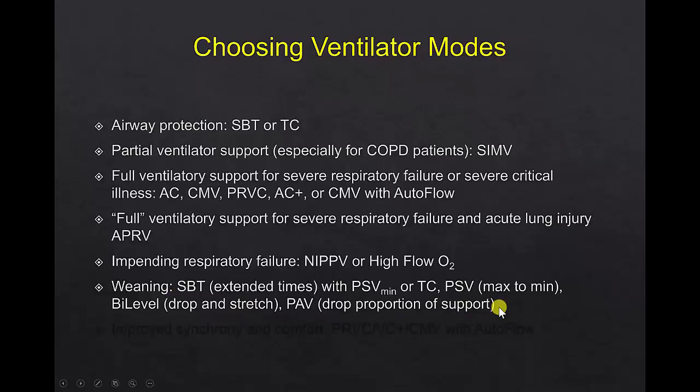In the 1980s and 90s, we used IMV as a weaning mode. I mentioned that in my first talk, but that's fallen out of favor because some international studies out of France in the late 1980s showed that it was an inefficient way to wean.